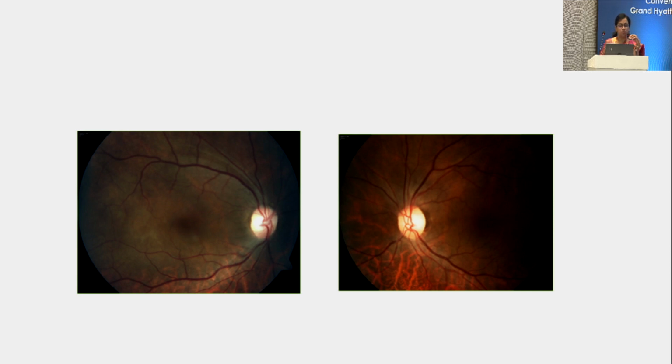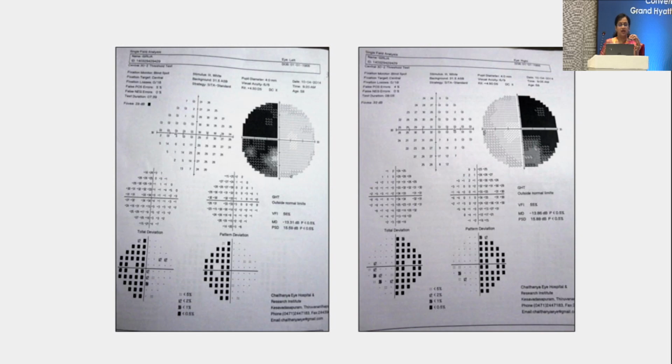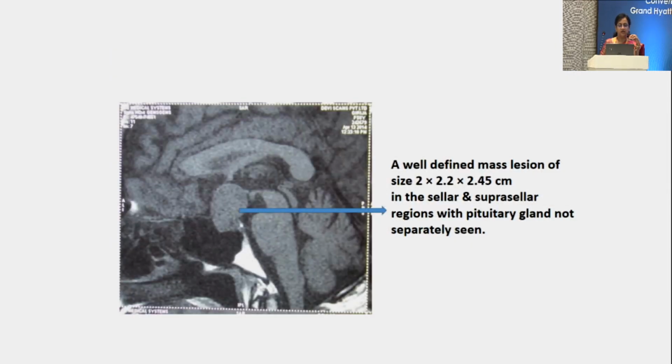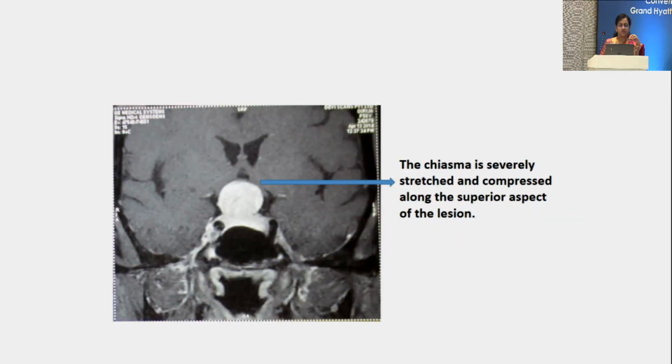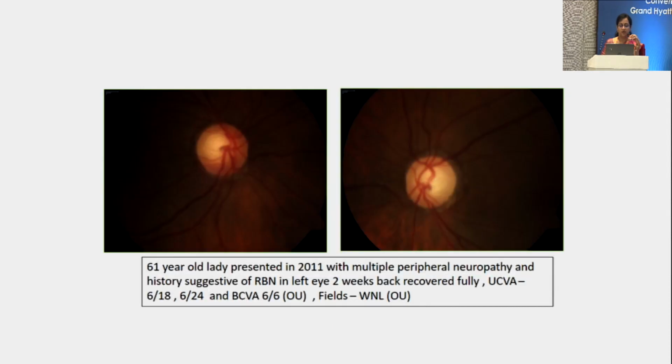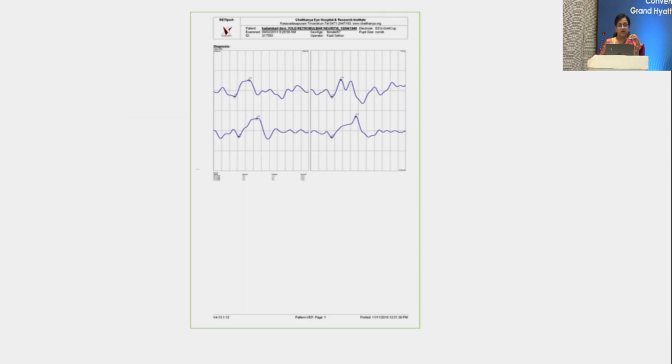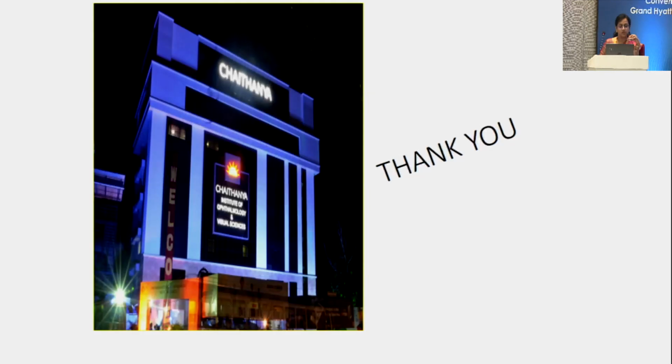Most of our speakers have shown bilateral temporal pallor and associated bitemporal hemianopia. And here we have a sellar, suprasellar region where the pituitary gland is not seen at all, and you have a stretched optic chiasma. Now here, a 61-year-old lady presenting in 2011 with multiple peripheral neuropathies and with a history of a retrobulbar neuritis just 2 weeks back and fully recovered, and the field is normal, and the left eye which had a recovered old optic neuritis, where again VEP could give you hints on the clue.